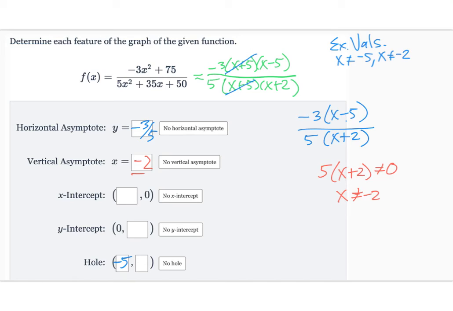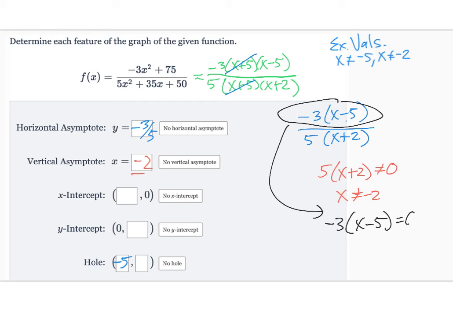For the x-intercept, the shortcut for this is looking just at the numerator. And we end up with negative 3 times x minus 5 is equal to 0. That means that x equals 5 is going to be an x-intercept. And then for a y-intercept, we're going to plug 0 in for x. We end up with negative 3 times negative 5 over 5 times 2. Negative 15 over 10 is negative 1.5.